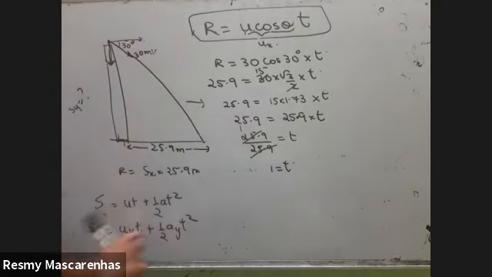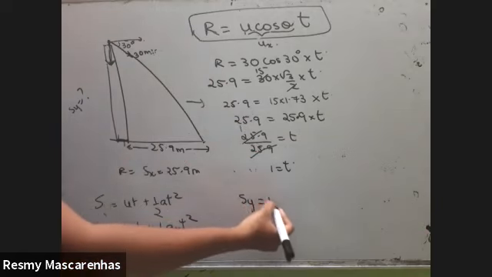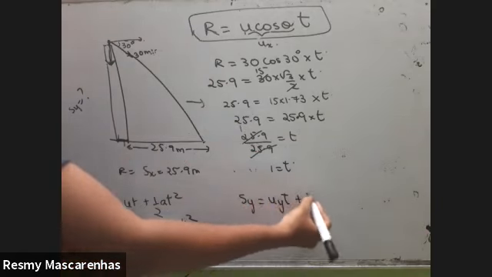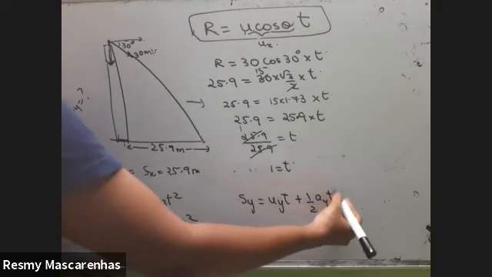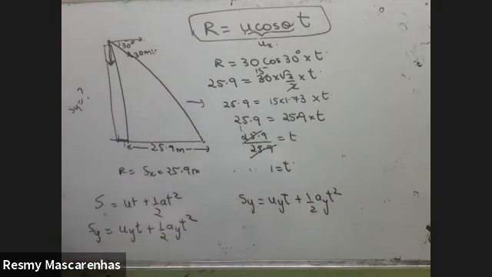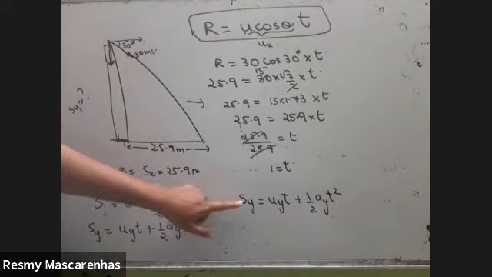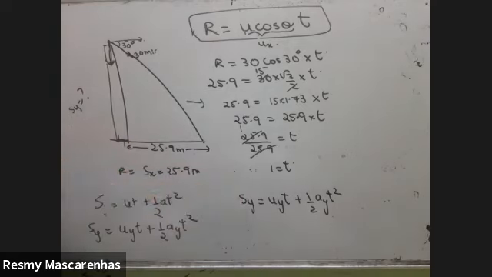Now take this formula. Sy is nothing but uy t plus half ay t square. Put your t value and calculate Sy. Or you can now take Sx also. Sy again will come as this, no? Oh, no, it doesn't matter. You can still use.